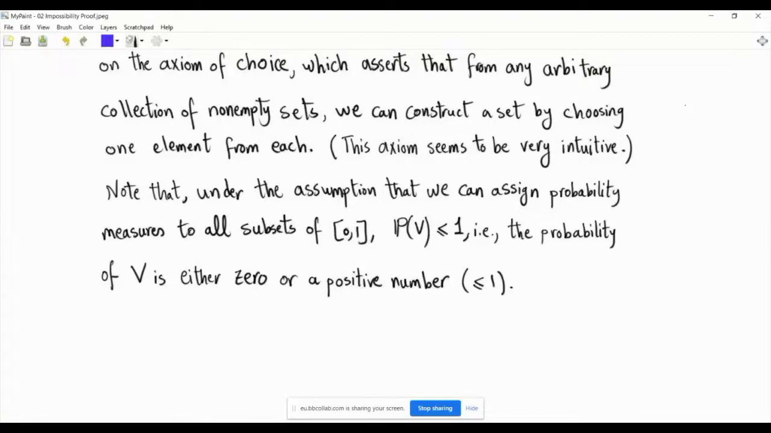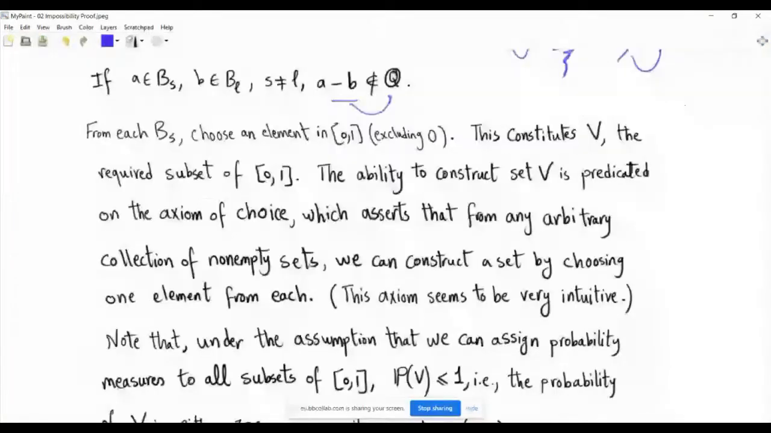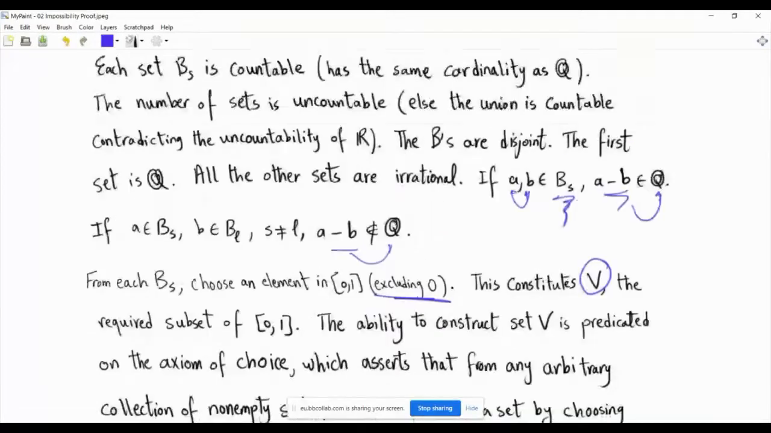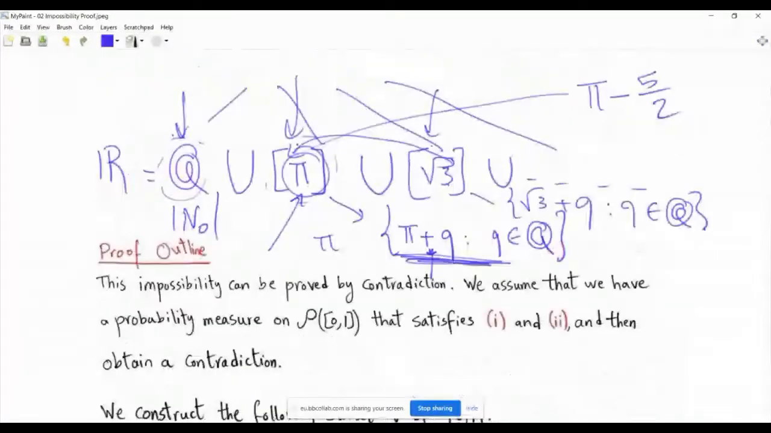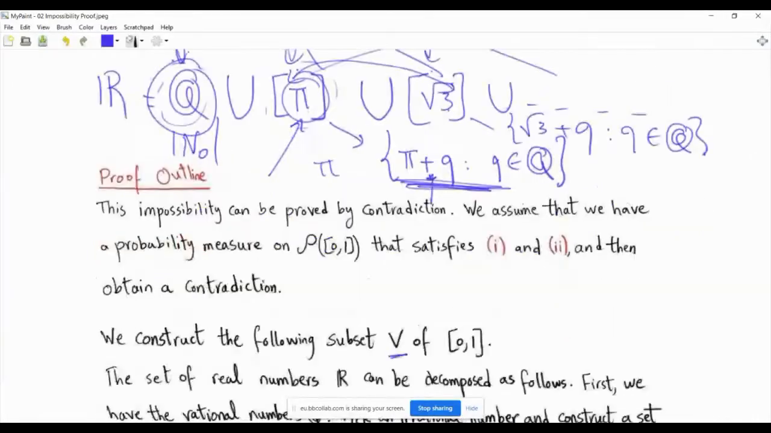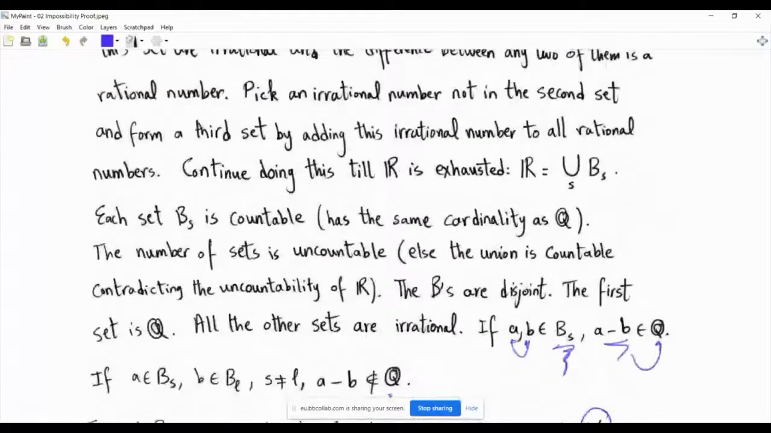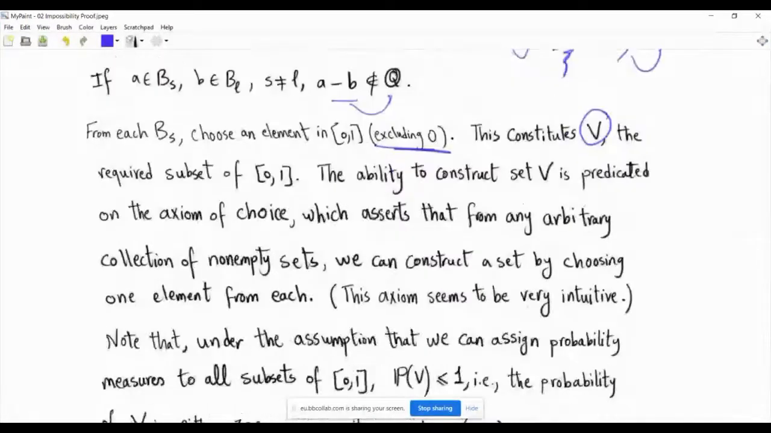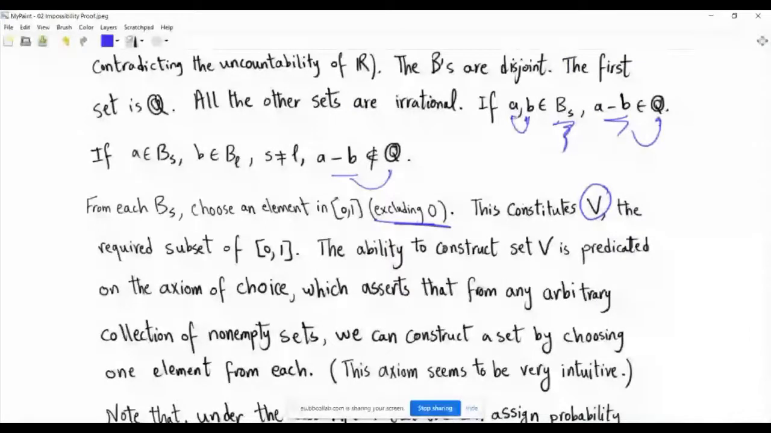Okay, so our construction is that from each one we will take a number, just excluding 0 when you choose a rational number from 0 to 1. Note that set V has only one rational number, which is the rational number that you pick from this guy here. All other numbers will be irrational numbers, and all of them by construction will be in the closed interval 0 to 1. Okay, so this is our set V.